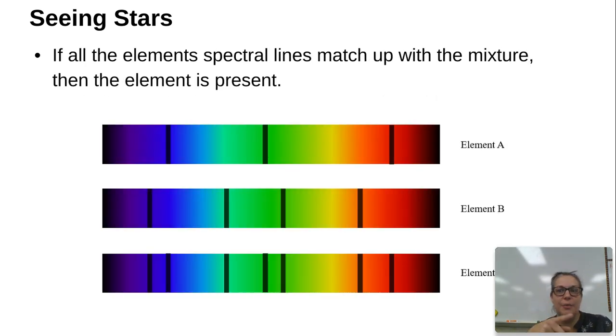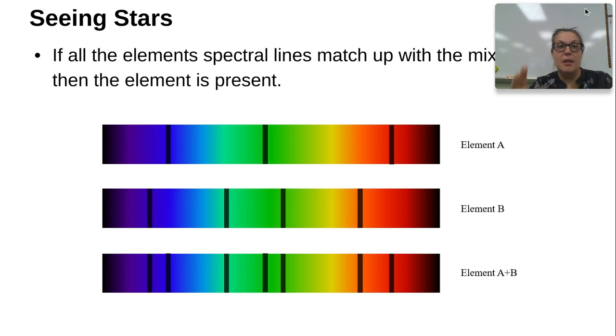So how do we do this? Well, we look at a mixture of what is emitted by an element. We match up the spectral lines then to see if it's present. So here I have element A on its own, element B on its own, and then A and B combined together. Notice the 3 lines in element A are all found in the exact same spot of our mixture. All the lines in element B are found in the exact same spot of our mixture. So this tells me that both element A and B are present within this star.